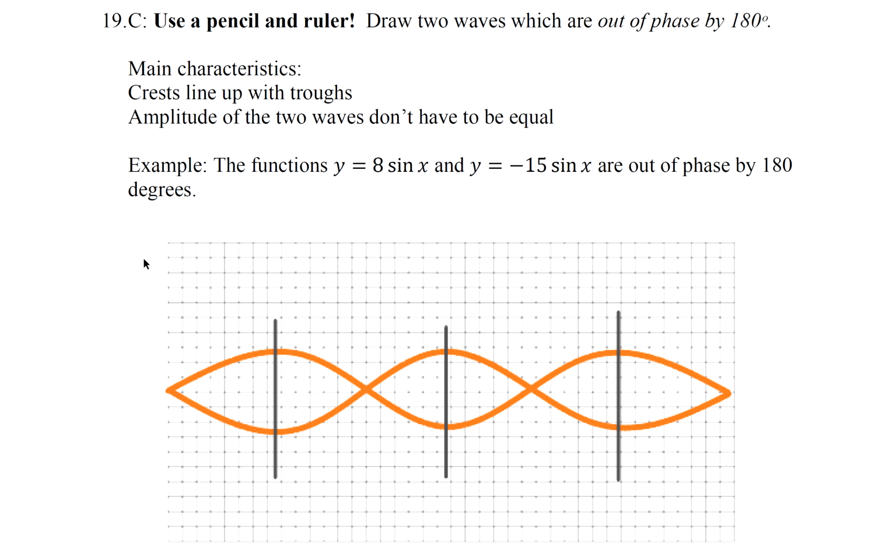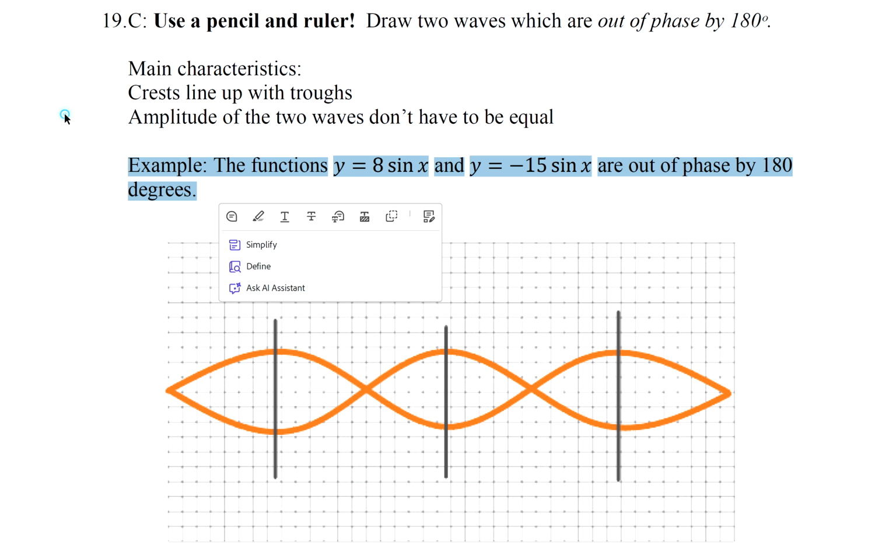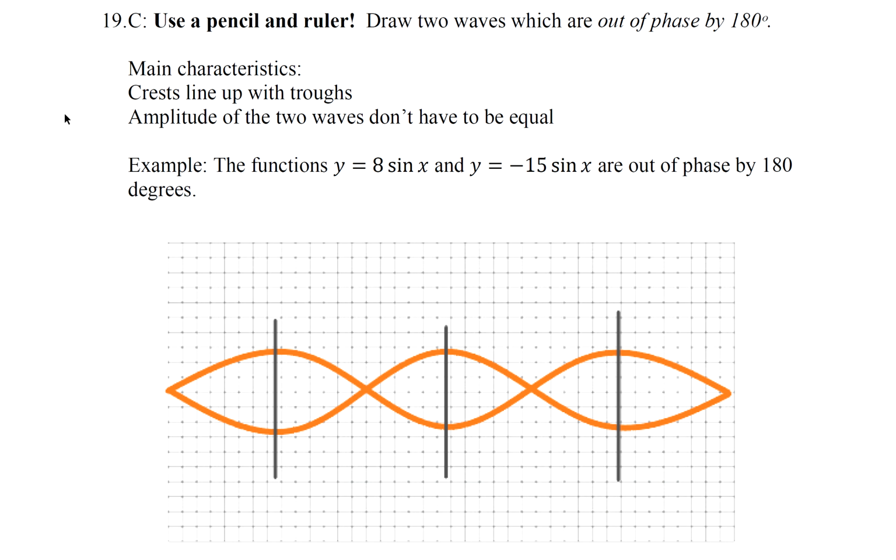Question 19, use a pencil and ruler, draw two waves which are out of phase by 180 degrees. So crests line up with troughs. The amplitude of the two waves doesn't have to be equal. So this is an example. The functions y equals 8 sine x and y equals minus 15 sine x are out of phase by 180 degrees, because the crest of one, if you draw a vertical line, is going to match up with the trough of the other one.